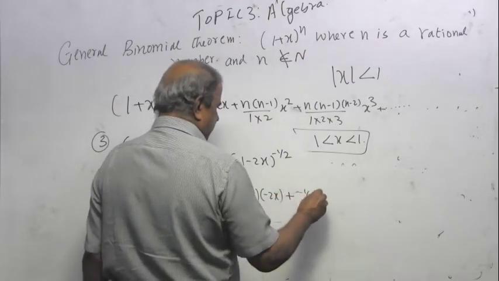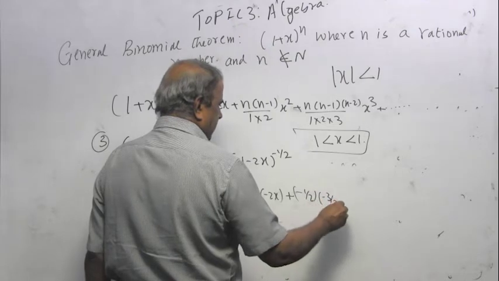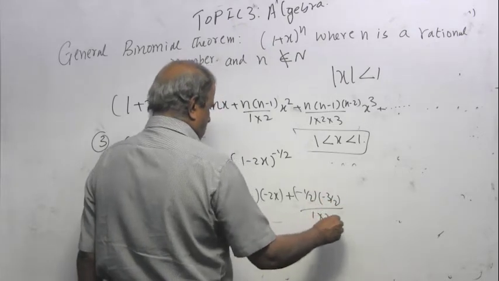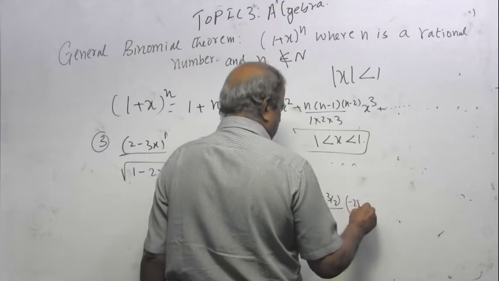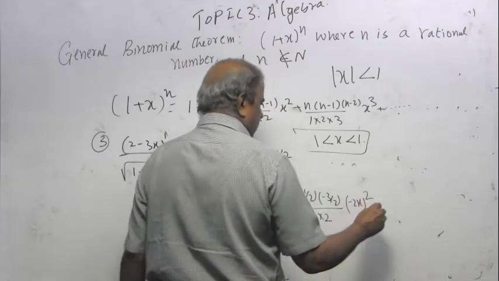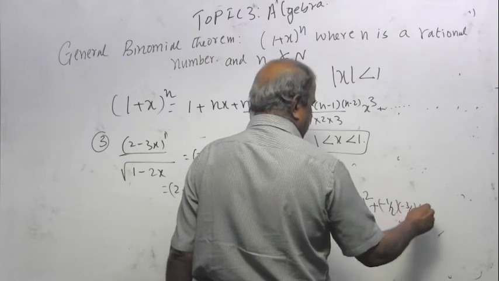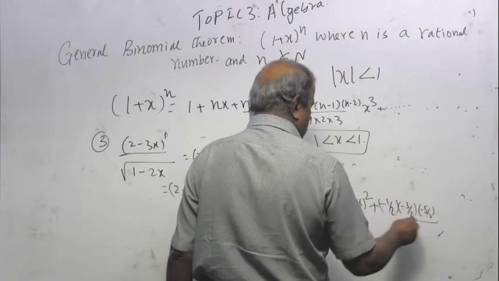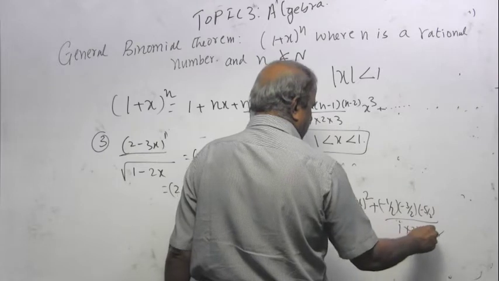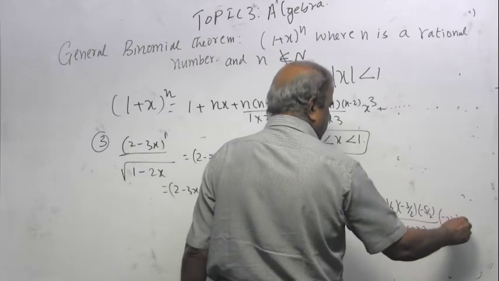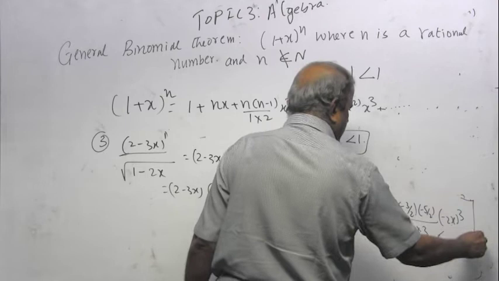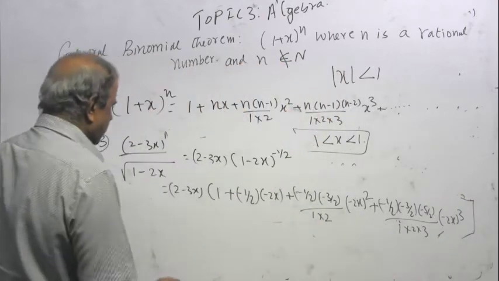plus n is minus half, n minus 1 is minus 3 over 2, over 1 times 2, minus 2x the whole squared, plus n is minus half times n minus 1 is minus 3 over 2, minus 5 over 2, over 1 times 2 times 3, minus 2x the whole cube. And more, and no more than that.